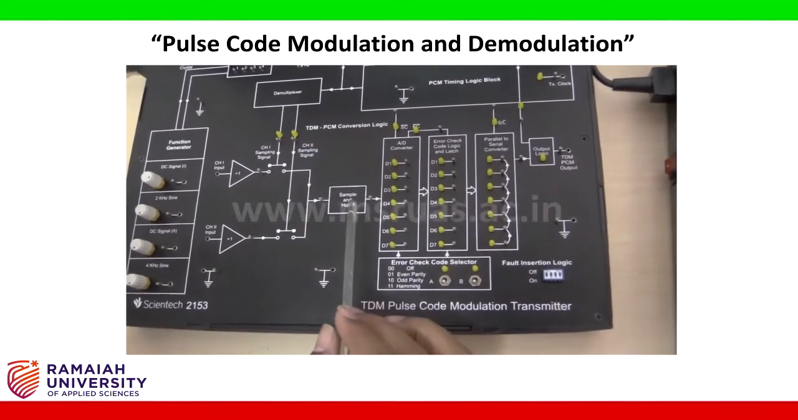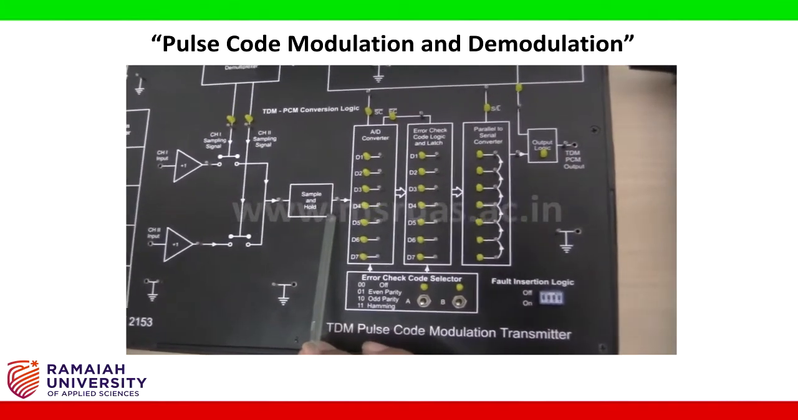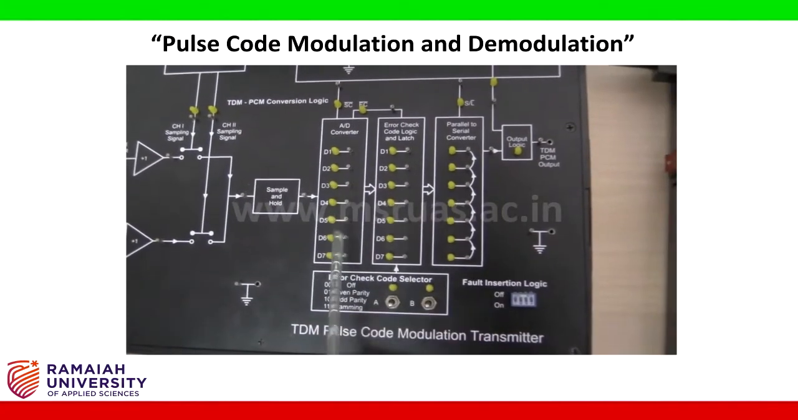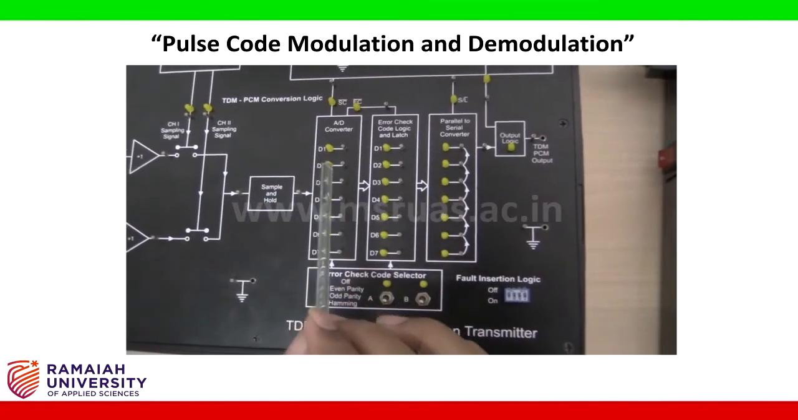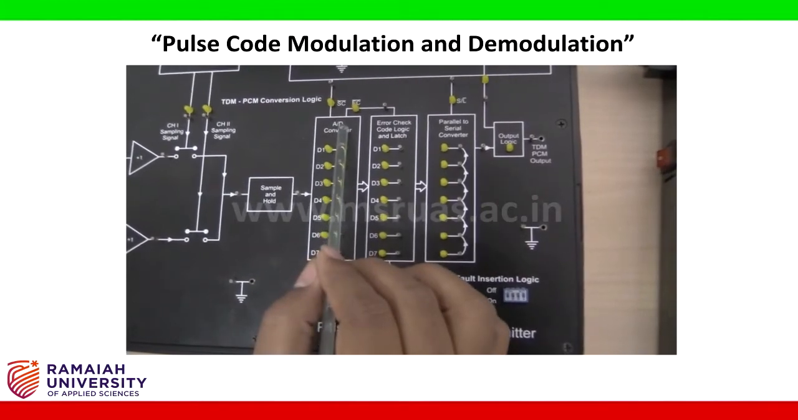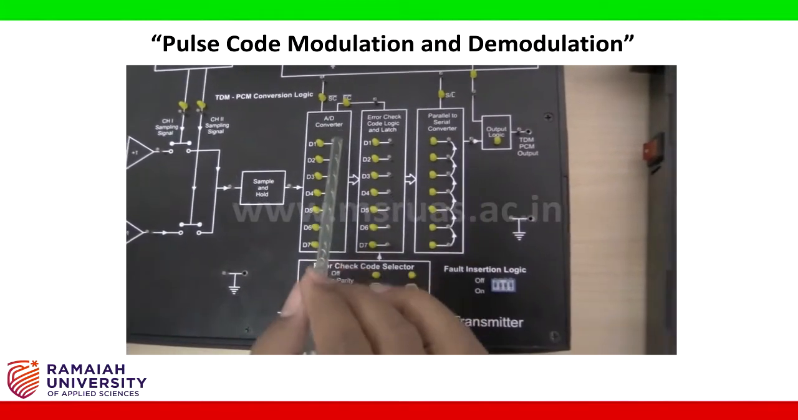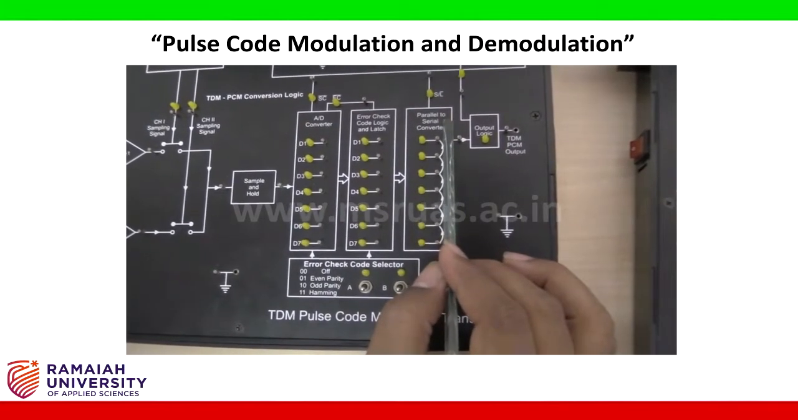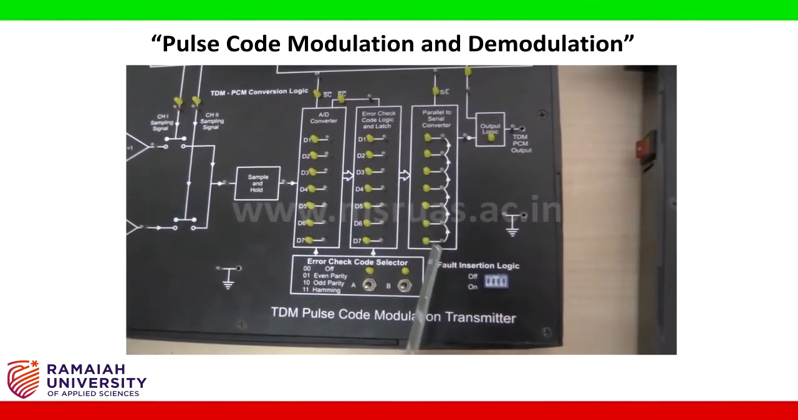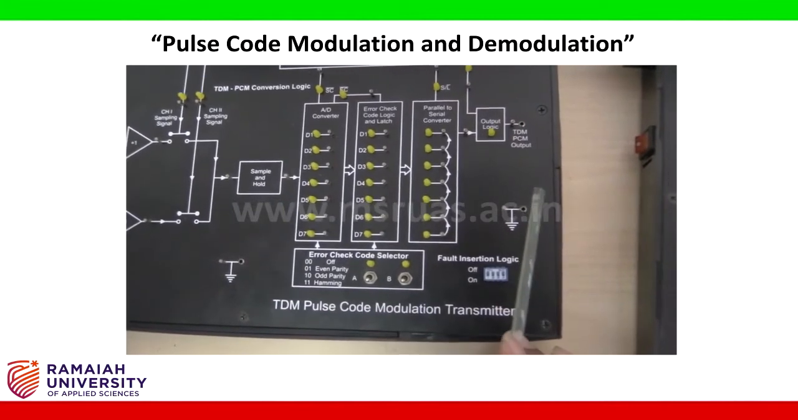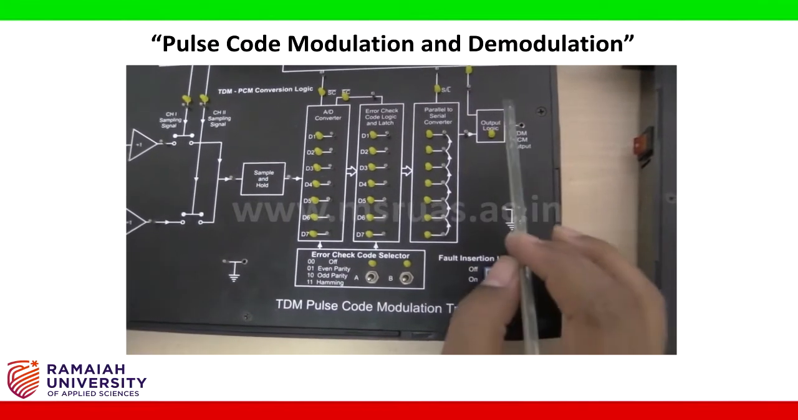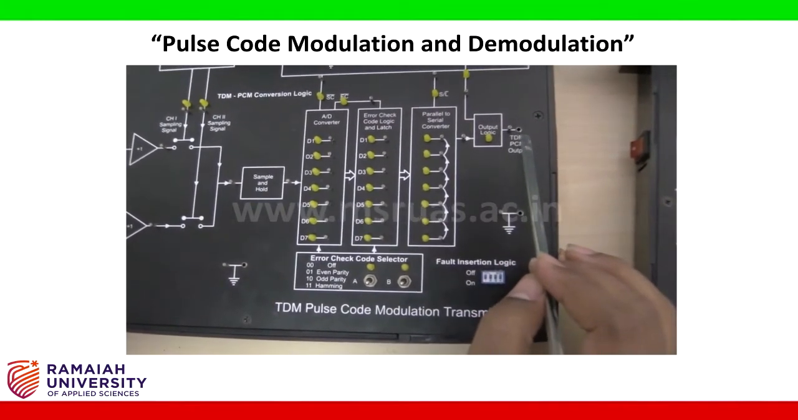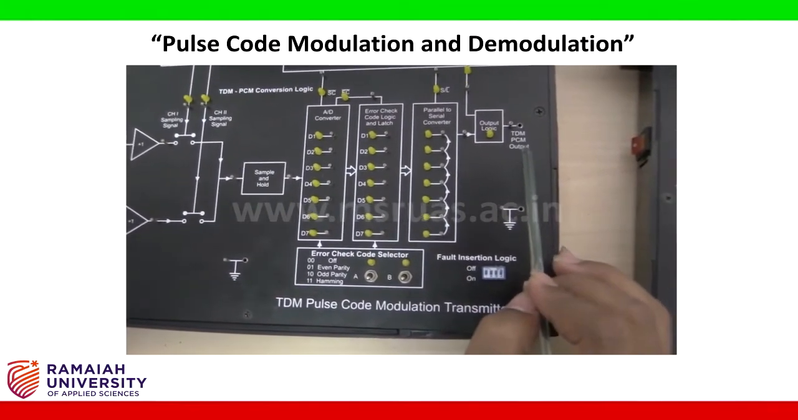First, the sample and hold output of the circuit is converted into digital bits, zeros and ones, using the analog to digital converter. Once the analog to digital conversion is done, we use the parallel to serial conversion so that we can transmit bits serially over the channel. The output of this PCM modulation is this point, TDM PCM output.